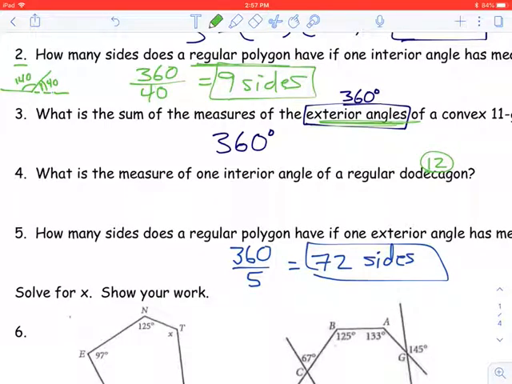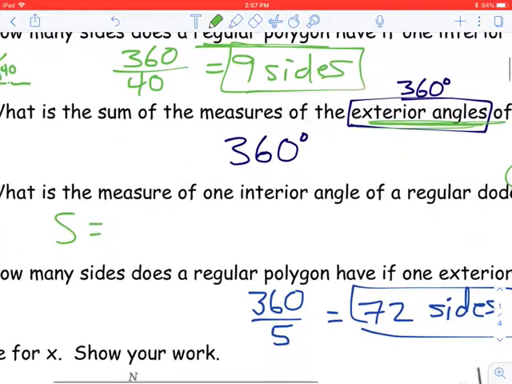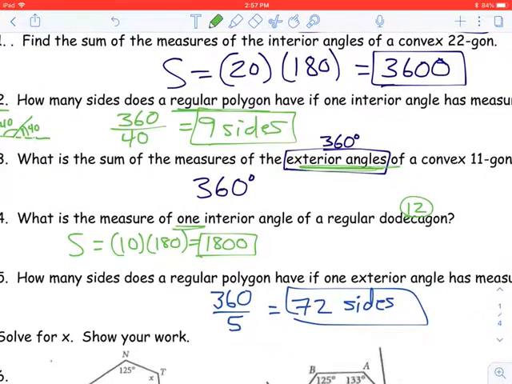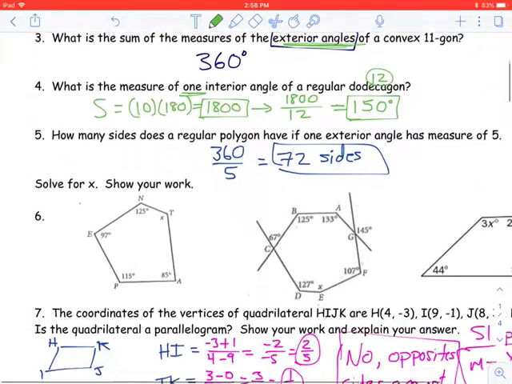So what is the measure of one interior angle of a regular dodecagon? Well, we have to find the sum first. So the sum is going to be 12 minus 2, just like our formula says up there, which is 10. So 10 times 180 is going to be 1,800. Now, one interior angle is going to be 1,800, the sum, divided by how many sides, which is 12. And so 1,800 divided by 12 is going to be 150. So 150 degrees is the measure of each interior angle. Okay? And so let's move on to number 6.